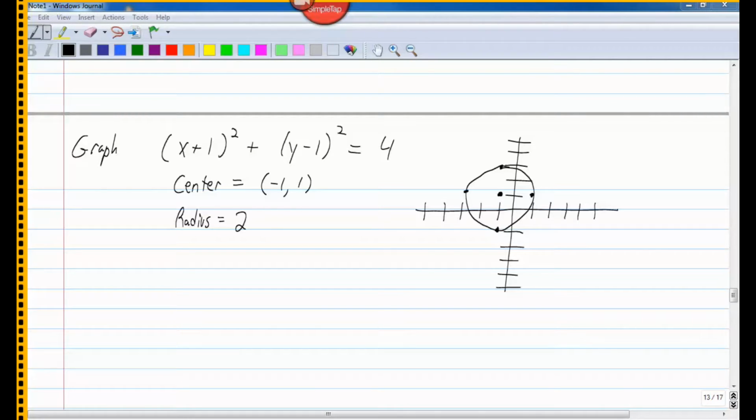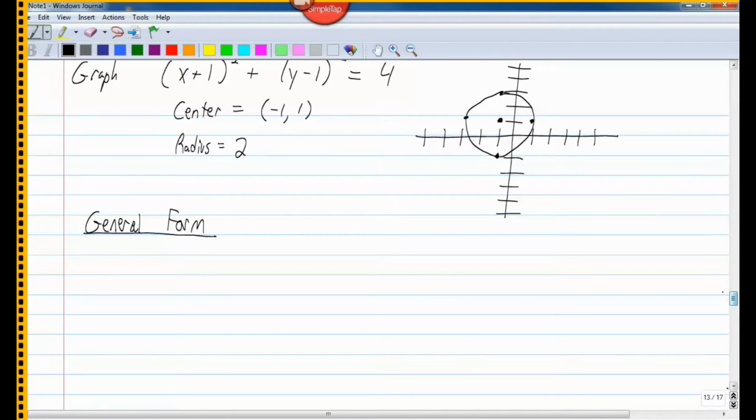Alright, so now that you know just how good the standard form is, let me show you the general form of the equation of a circle. The general form of the equation of a circle is x squared plus y squared plus some number, I'm just going to say d times x, plus some number times y, so I'm going to say e times y, plus some number equals 0.